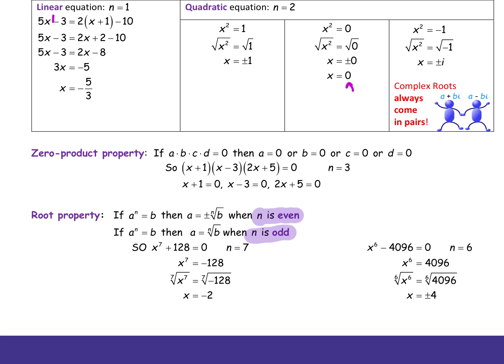Okay? So I can have a negative inside my root then, though, because a negative times a negative times a negative is a negative. So I can have a negative inside the root if n is odd: 3, 5, 9. Any odd root, I can have a negative in there. As an example, x to the 7th equals negative 128. I take the 7th root of that, and negative 2 to the 7th power is negative 128. Okay, so that works.